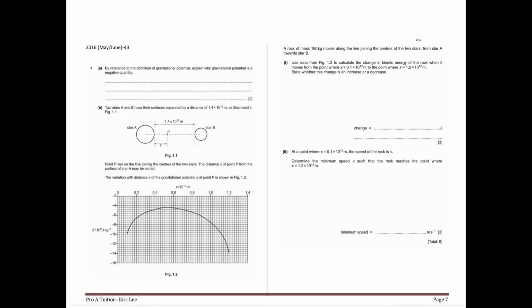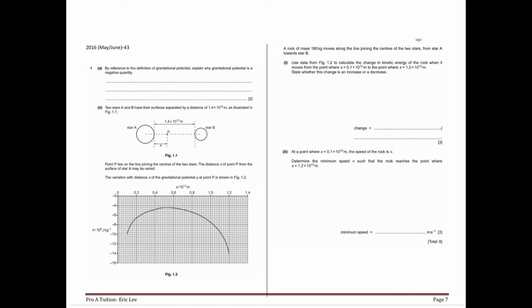Let's look at these questions. By reference to the definitions of gravitational potential, explain why gravitational potential is a negative quantity. So to answer these questions, let's look at the definitions of gravitational potential.